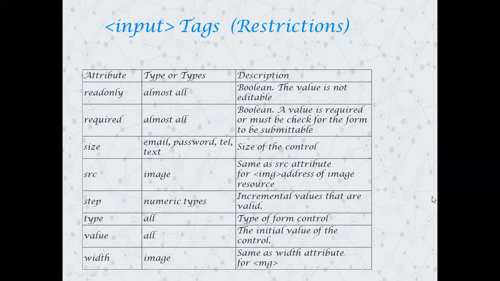Then the size: what is the size of your password, email, telephone and text. Source file, we all know, is nothing but where you are taking the image from. Step is for incrementing the values in the numeric type. Type is for what type of control you want to give. Value is for what value you want to give for all controls. And width, we already went through with the height, is the same as the width attribute for image.